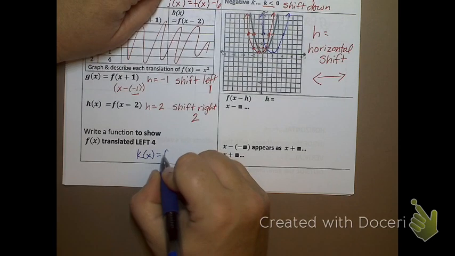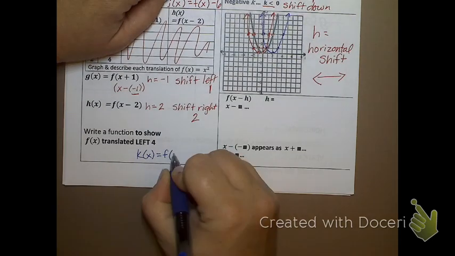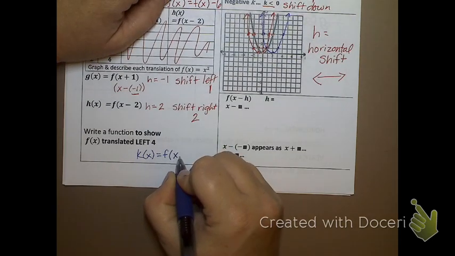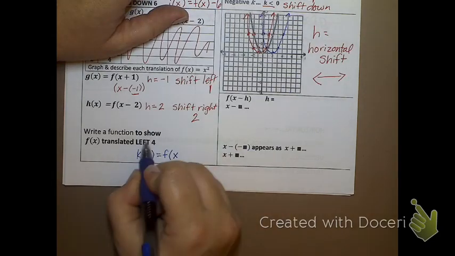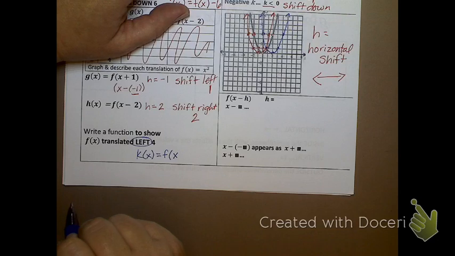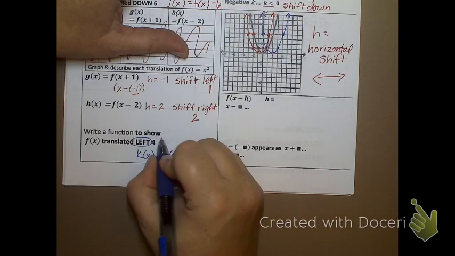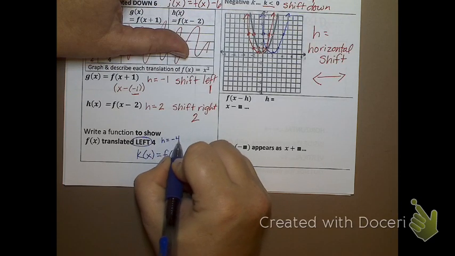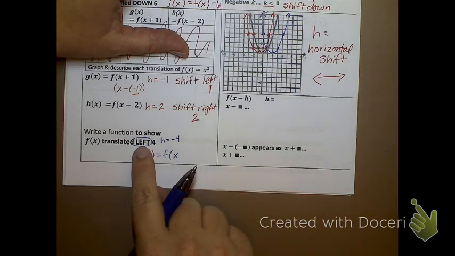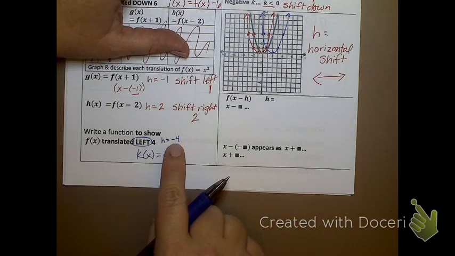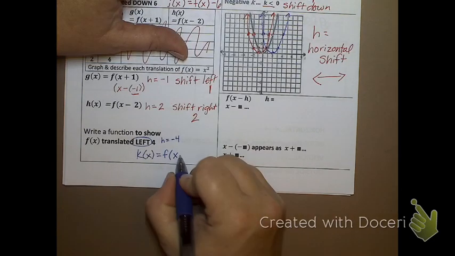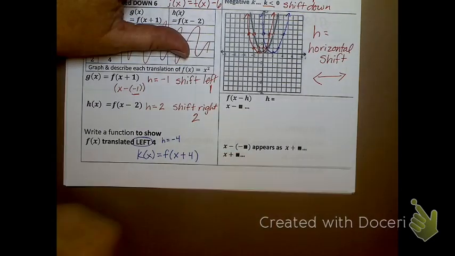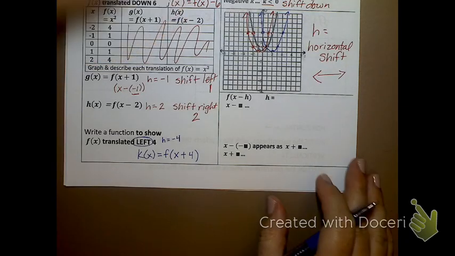That would be f of what? x inside parentheses or outside parentheses? Left to right has to be inside with the x. And this is an h value of negative 4, correct? Left 4 means h is negative 4. What is an h value of negative 4 going to look like inside the parentheses? Plus 4. That's what my equation looks like.